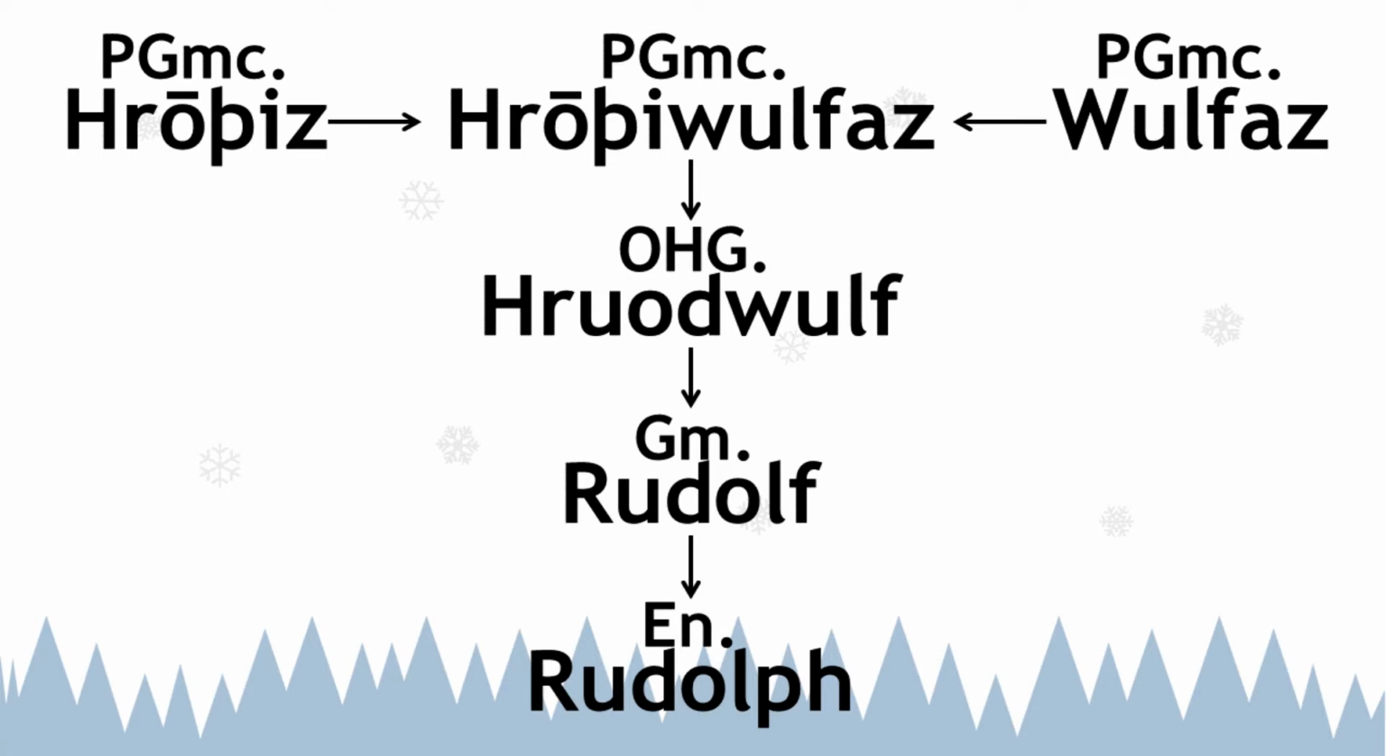Finally, Rudolph, the famous red-nosed reindeer, wasn't actually mentioned in the poem. It's a German name, from the Proto-Germanic name Hrothulfos, which is composed of the elements Hrothis, glory, and Wulfos, wolf.